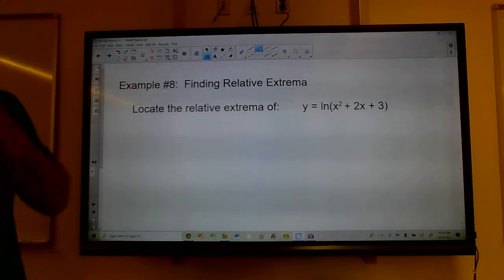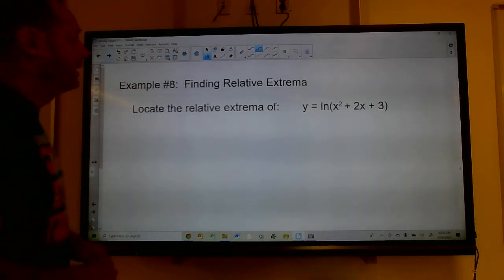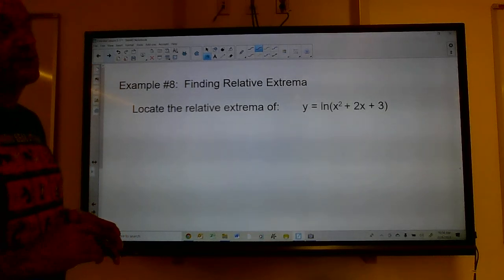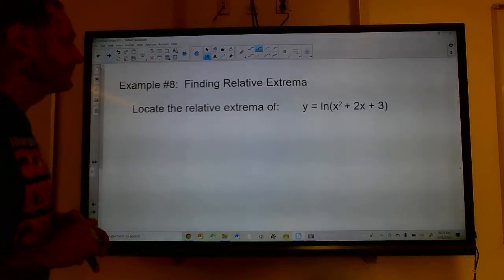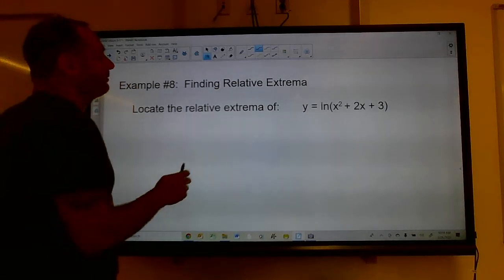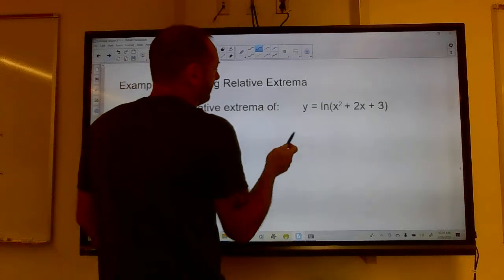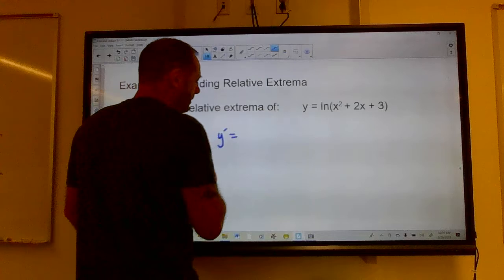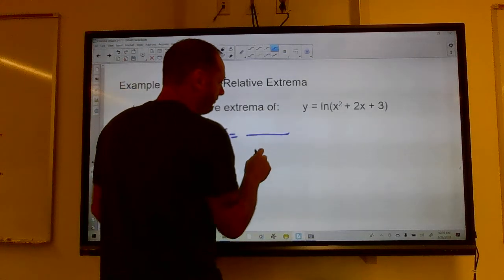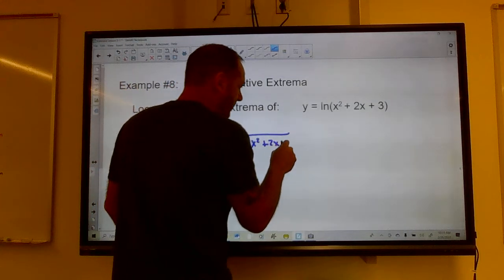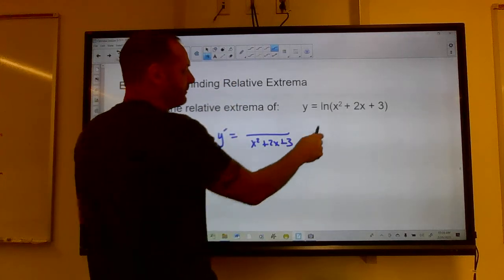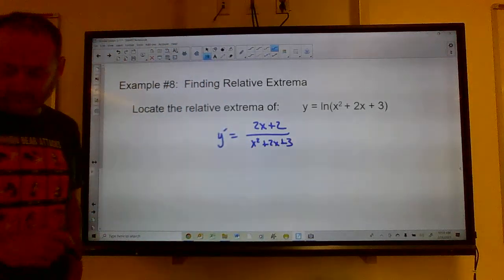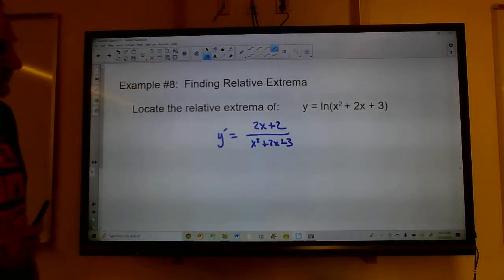Finding relative extrema. If you remember back to last semester, you found the relative extrema of something by finding the derivative and setting it equal to 0 and solving it. So we would find the derivative of this. y prime would be 1 over x squared plus 2x plus 3 times the derivative of that, which would be 2x plus 2.